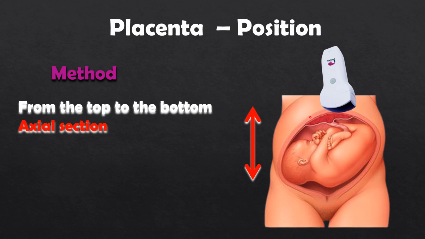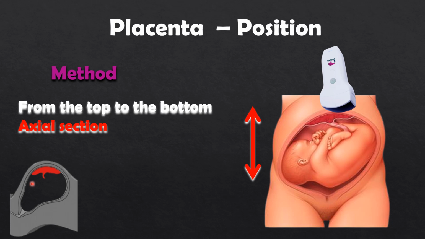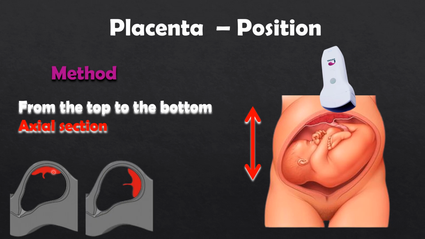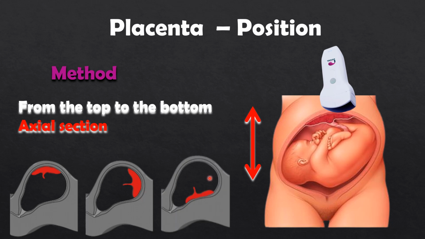The placental position is crucial to assess by ultrasound. It will be done by axial section from the top to the bottom. In this first example, the placenta is located under the probe and it covers the anterior part of the uterus. In this second example, the placenta is in the uterine fundus, and in this last example, it covers the posterior part of the uterus.